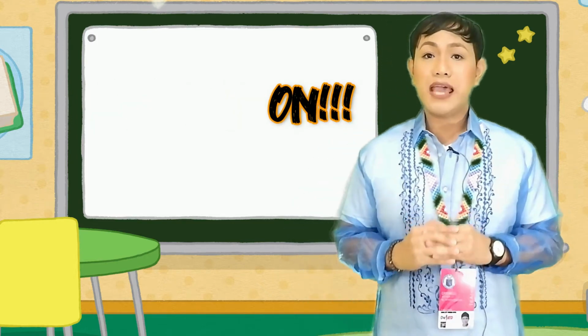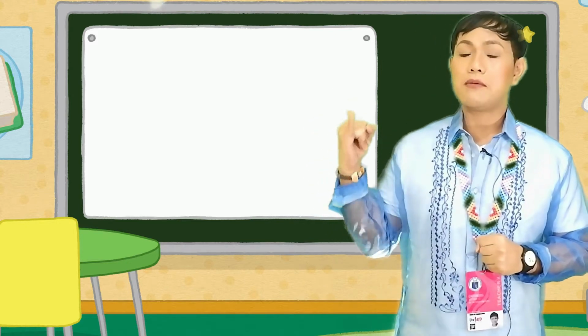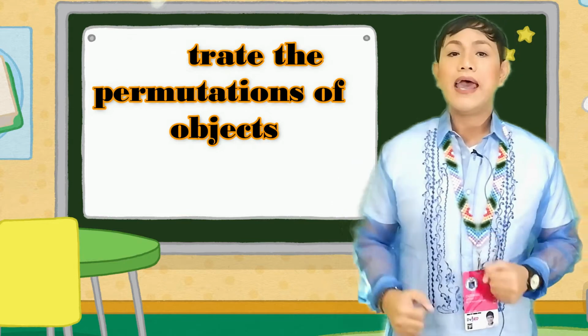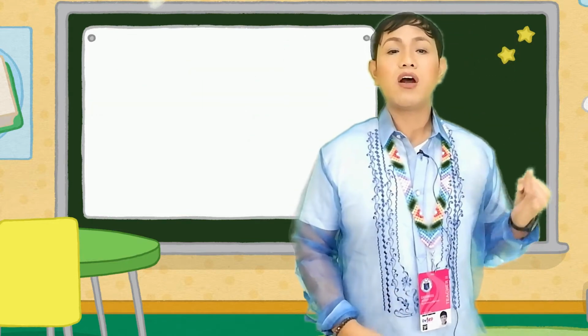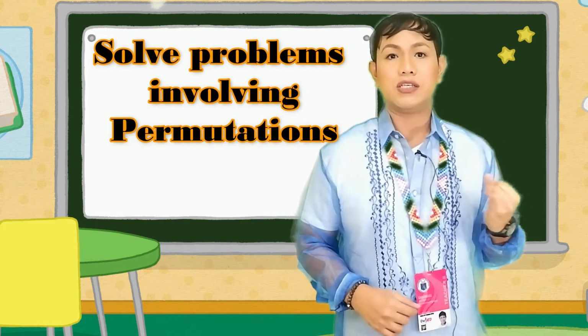Our learning objectives for today are the following. First, we have to be able to illustrate the permutations of objects. And second, we are going to solve problems involving permutations.